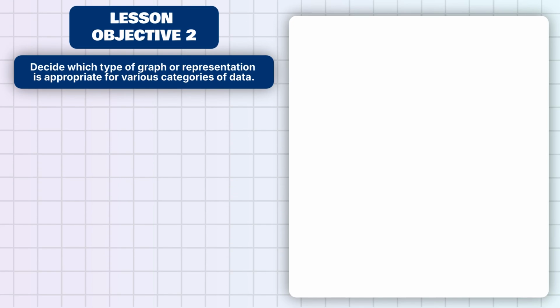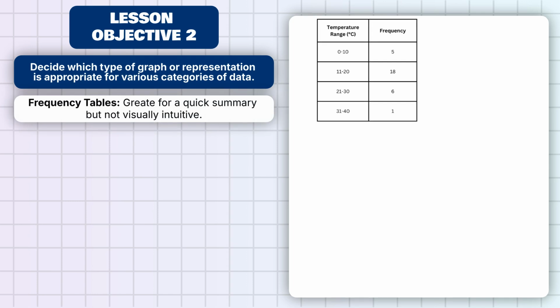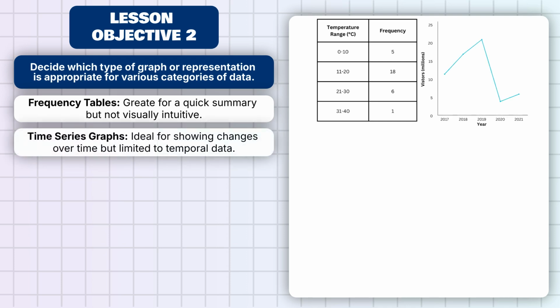Having covered various graph types, it's crucial to select the right one based on the data category. Here's a quick guide. First, frequency tables. These are great for a quick summary, but not visually intuitive. Time series graphs are ideal for showing changes over time, but they are limited to temporal data, which means data over time.